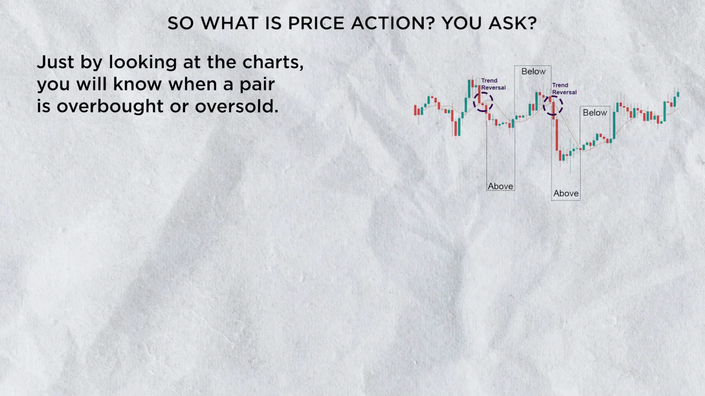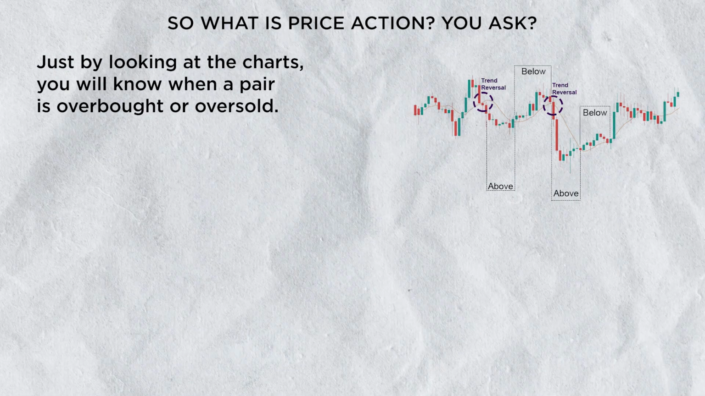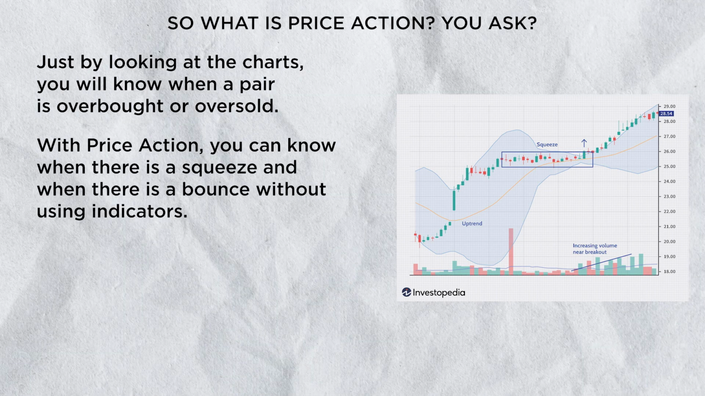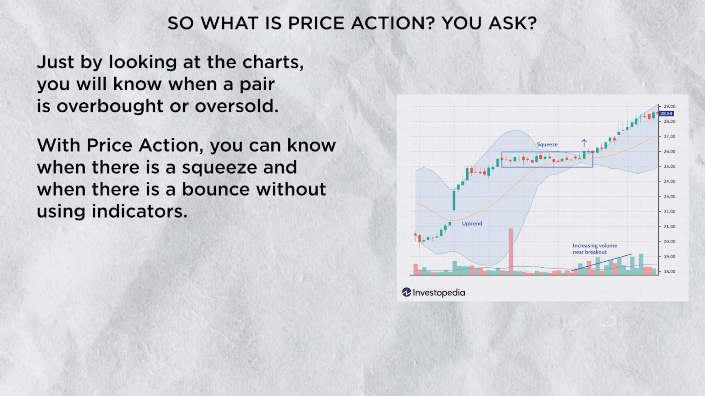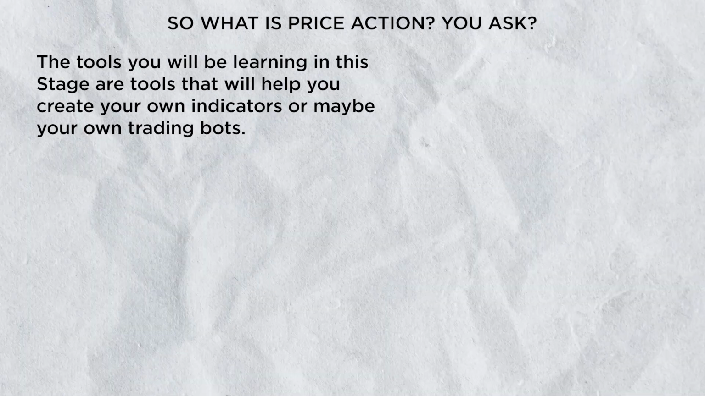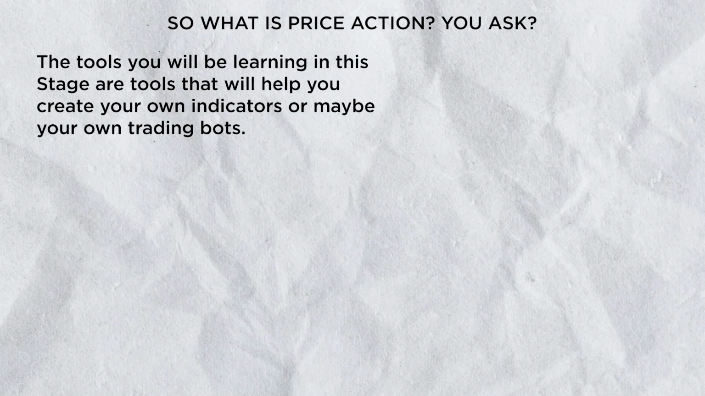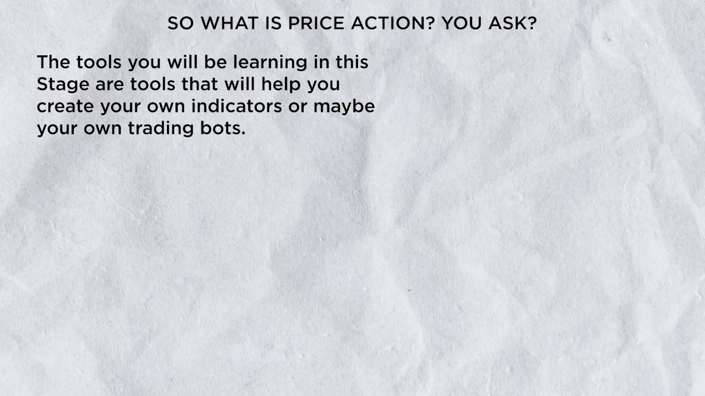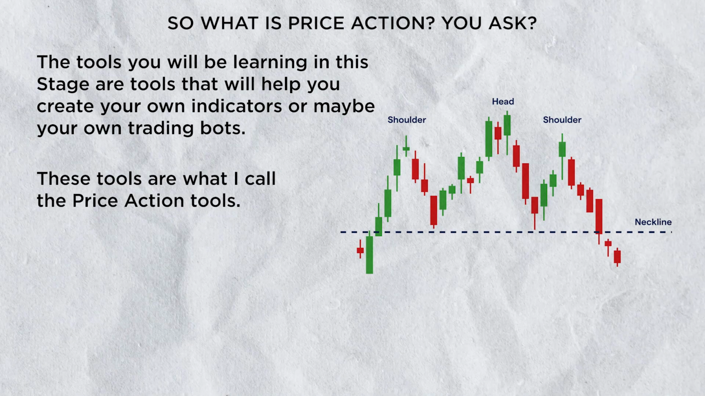Just by looking at the charts, you will know when a pair is overbought or oversold. With price action, you can know when there is a squeeze and when there is a bounce without using indicators. The tools you will be learning in this stage are tools that will help you create your own indicators or maybe your own trading bots. These tools are what I call the price action tools.